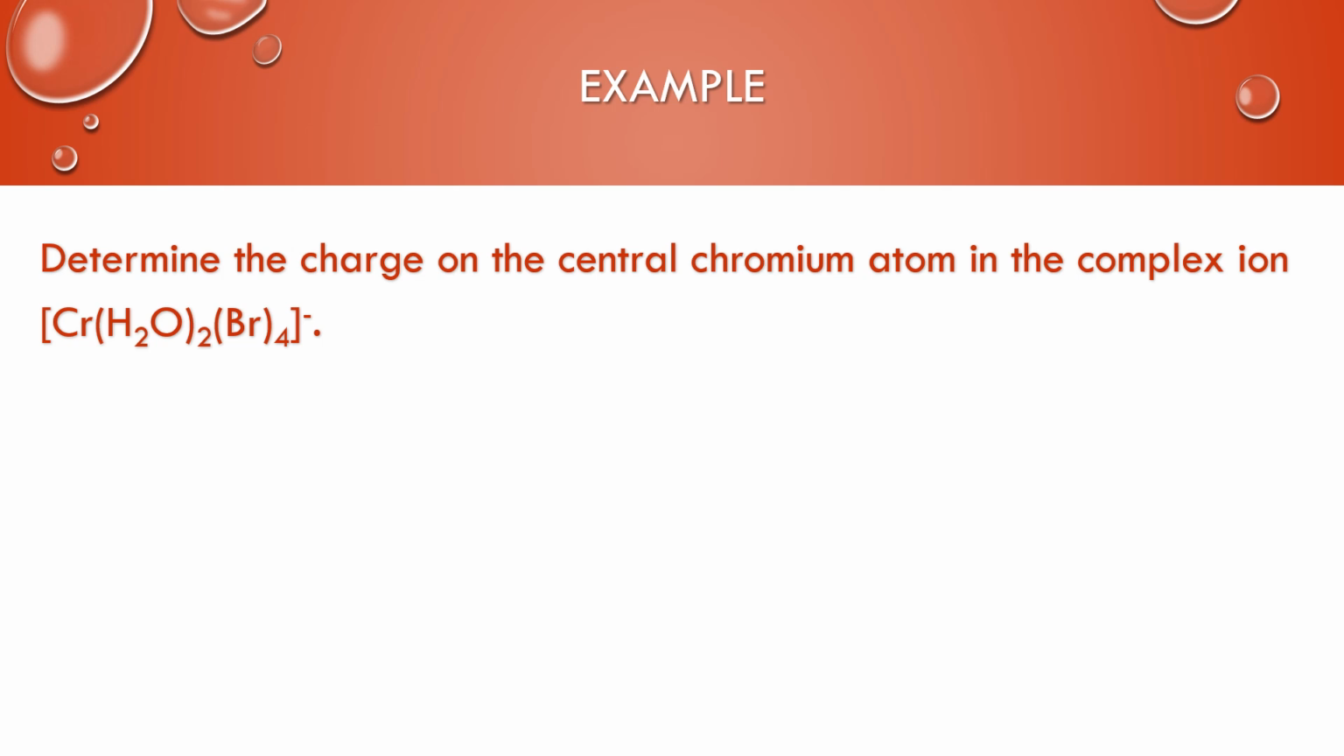Now working backwards, determine the charge on the central chromium atom in this complex ion with 2 water ligands and 4 bromines, with a -1 charge overall. So that means whatever the chromium is, plus 0 from the waters, plus 4- from the 4 bromines, has to add up to -1. So in order to make that true, the chromium must have a +3 charge.